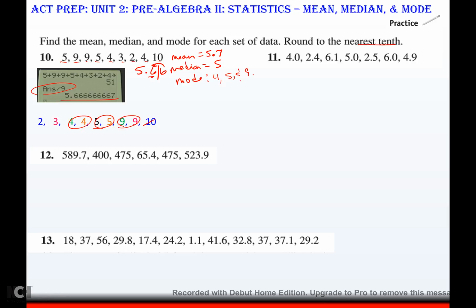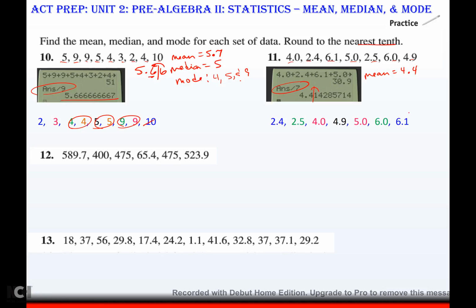Okay, on 11 over here, I'm going to add them all up. And there's 1, 2, 3, 4, 5, 6, 7 numbers. Divide by 7. So my mean is 4.4. To the nearest tenth, the 1 won't do anything. My median, I got to put them in order and break off the ends. My median is 4.9. And my mode, nobody occurs more than anything else, so I say there is no mode.